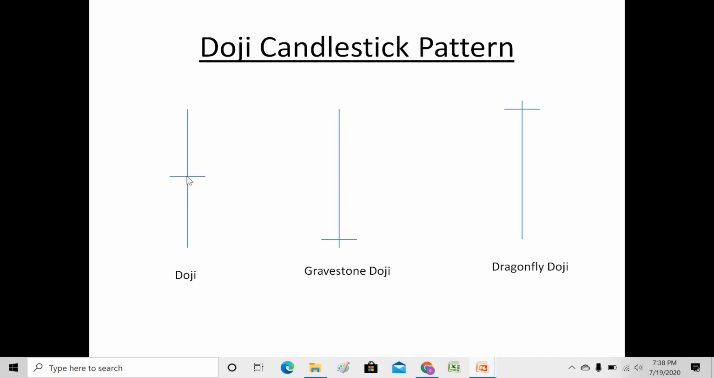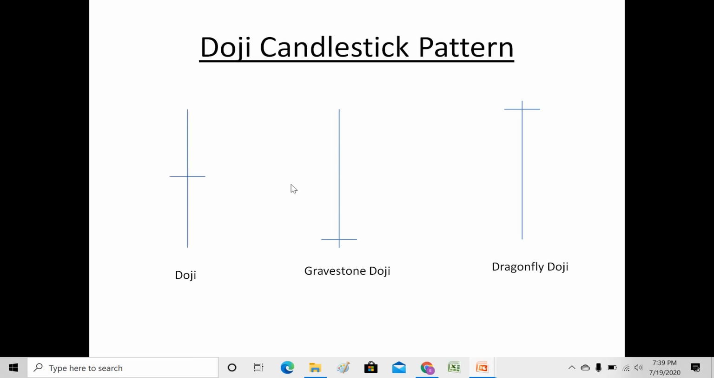In this particular case, the price opened here, it went down, then it was taken higher by the bulls, but finally it came here and closed where it opened. So the Doji candlestick pattern represents the indecision between the buyers and the sellers. It also represents the tug of war between buyers and sellers, or the bulls and bears, where no one wins.